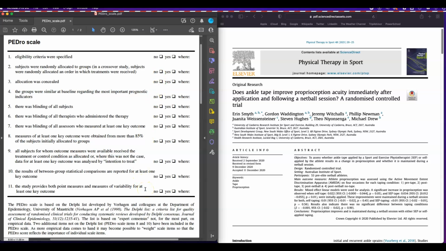So this is why the PEDro scale is out of 10, because this first one really just allows us to know if the research article can actually be generalizable to the population. And if they can't give us inclusion and exclusion criteria, then our concern is that there's researcher bias inherent, and it isn't something that we would want to apply to clinical practice.